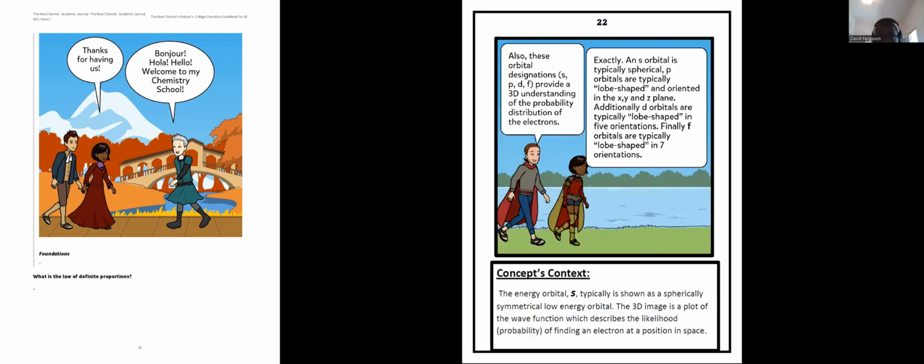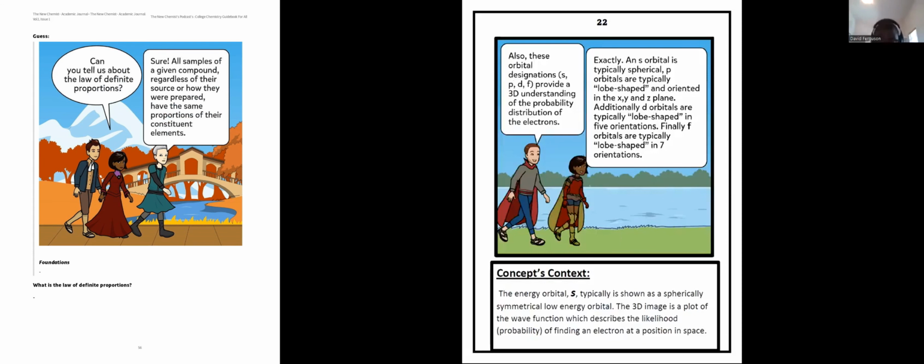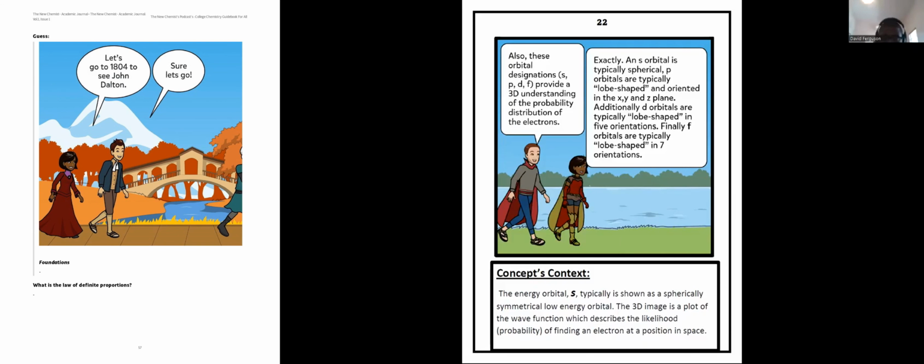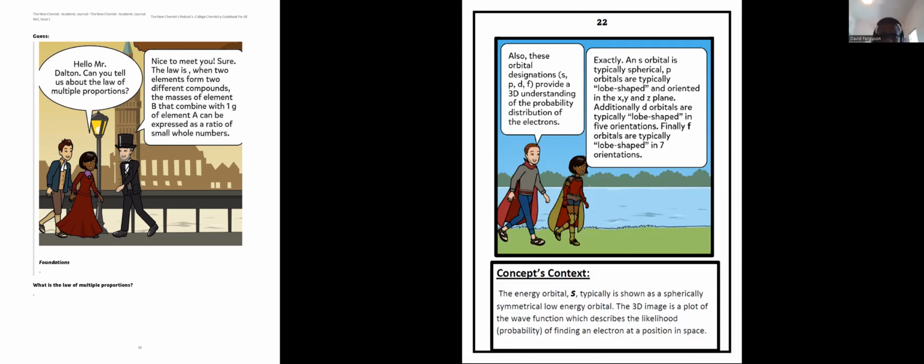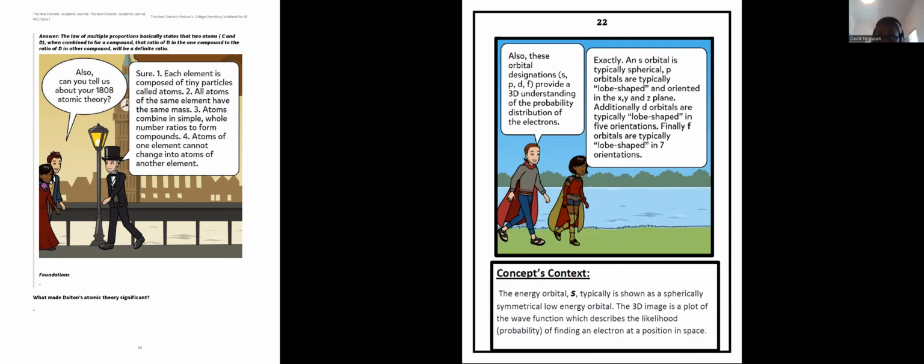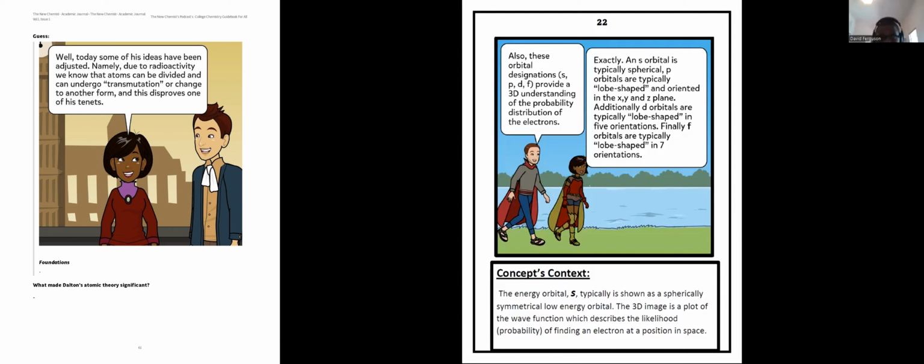The S orbital typically is shown as a spherically symmetrical low energy orbital. The 3D image is a plot of the wave function, which describes the likelihood or probability of finding an electron at a position in space. And it's from these wave functions that we walk towards our radial distribution function and a probability density function.